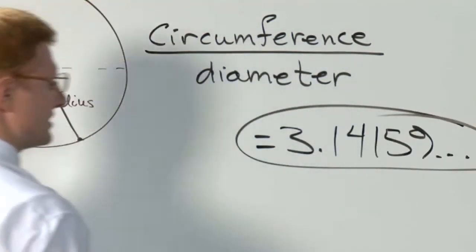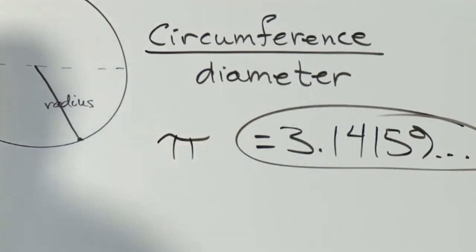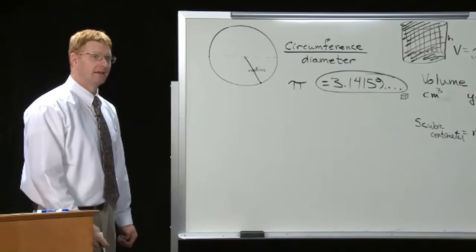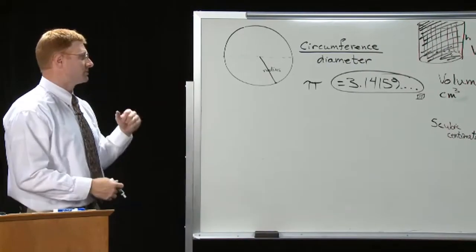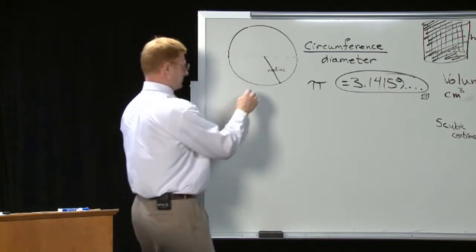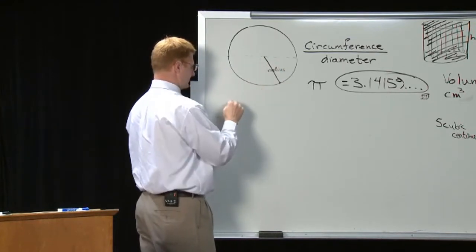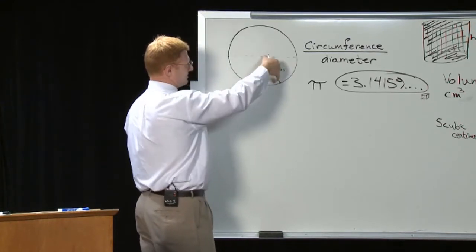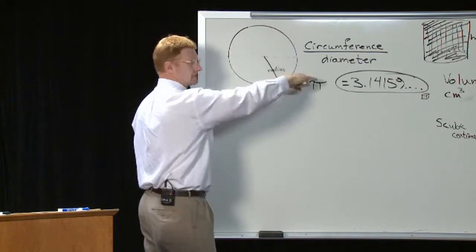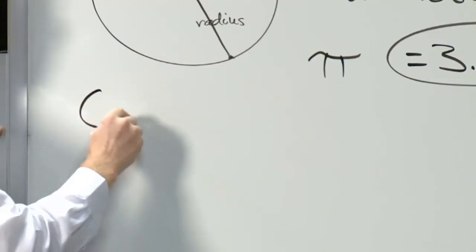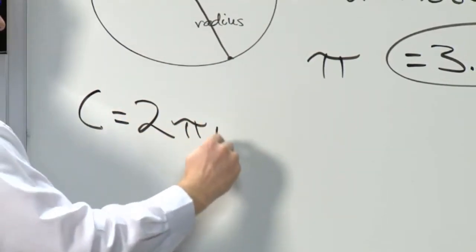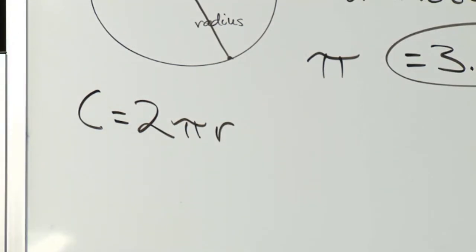And so we call that number pi. It's just a number that always happens with circles. So that means if you know what the radius is, if you double the radius and times it by this number pi, you'll always get the circumference. So there's your first formula dealing with circles.